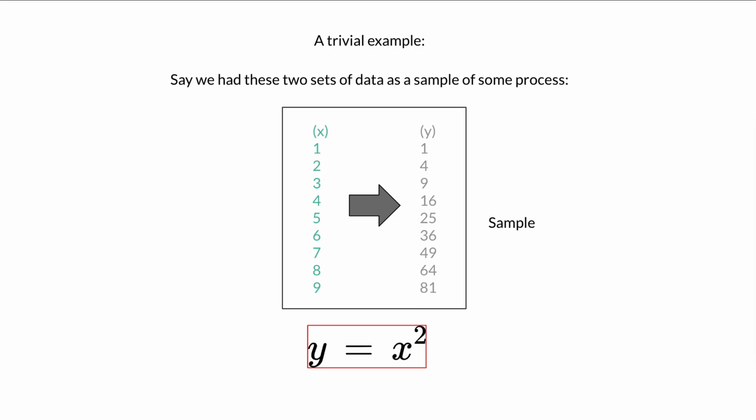So let's look then at a trivial example. Say we had two sets of data as a sample of some process, some business process, but unlikely here, but let's just go with it. And we have a set of data X and a set of data Y, and they're related in some fashion. And here we can see clearly that the Y is just X squared, and that's the way we've set this example up. So our sample has the X data and the Y data, but this function Y equals X squared we're going to assume is unknown.